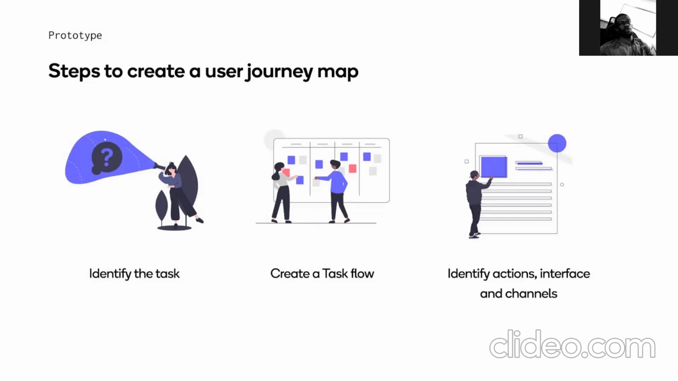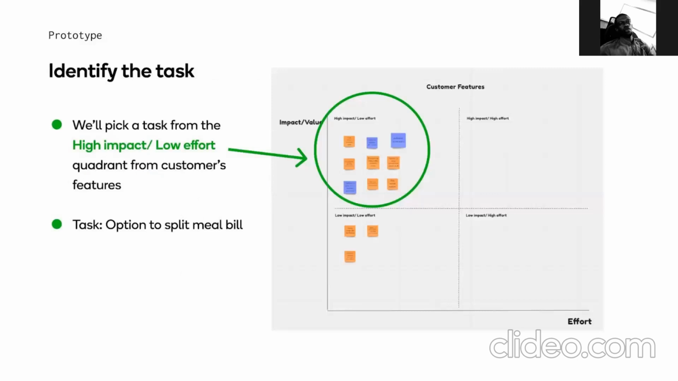And once you identify what is to be done, you create a task flow. You identify your starting point and your end point. And then you identify actions, interface, and channels. So to identify the task, you pick a task from the high impact, low effort, since it's the ideas that we will be prototyping first of all.